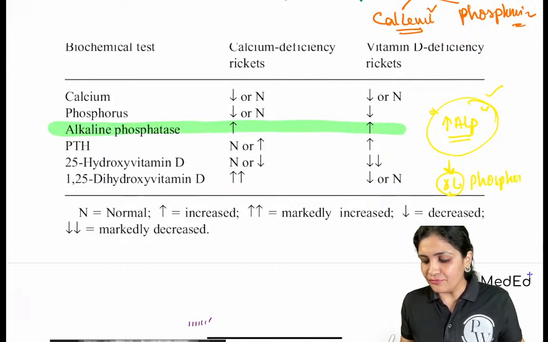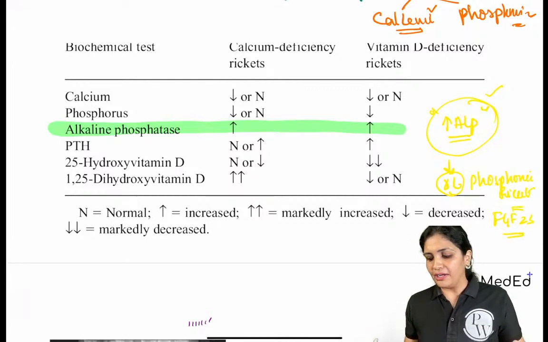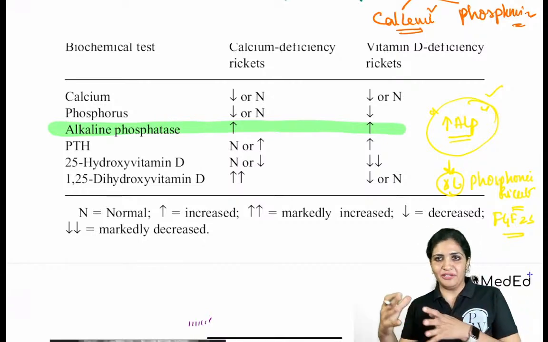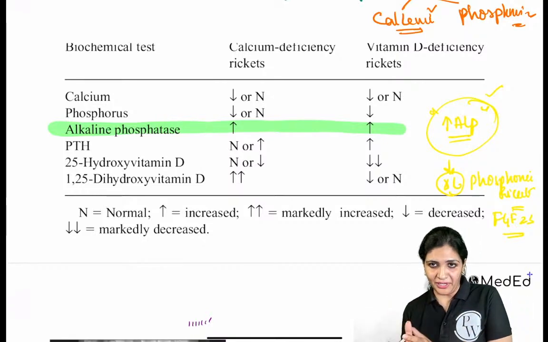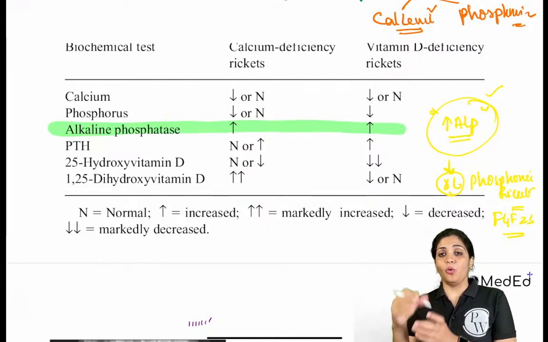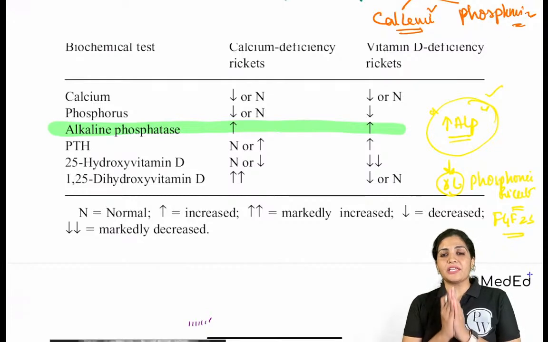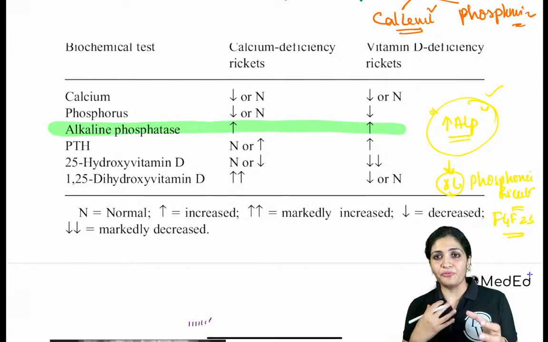In case of X-linked phosphopenic rickets, it is a genetic condition where FGF23, which is also an important factor responsible for mineralization, is involved. Whenever there is a defect in this FGF23, you will end up with phosphopenic rickets. So in this particular condition, you always relate it with an increase in alkaline phosphatase, and alkaline phosphatase is also used as a marker for treatment of rickets.